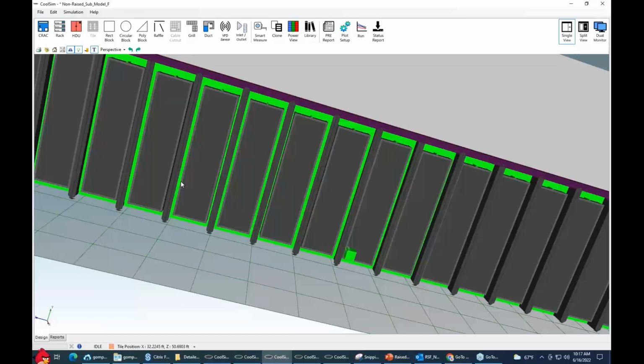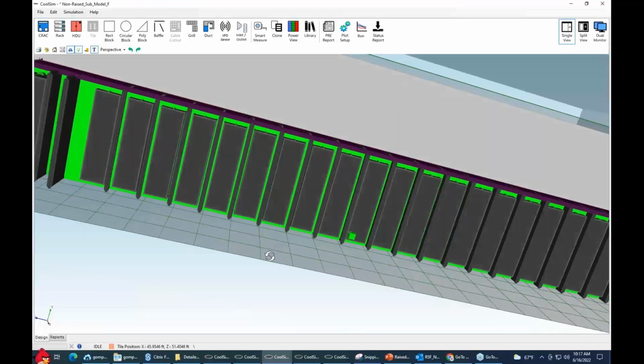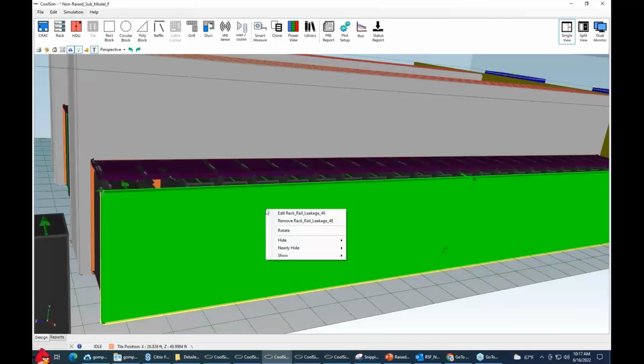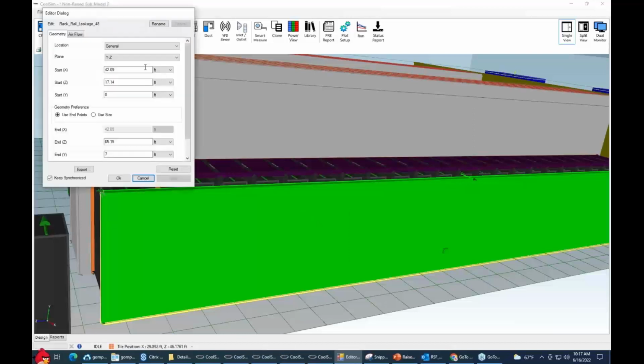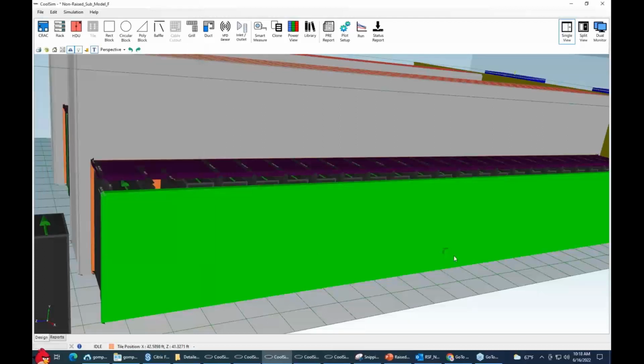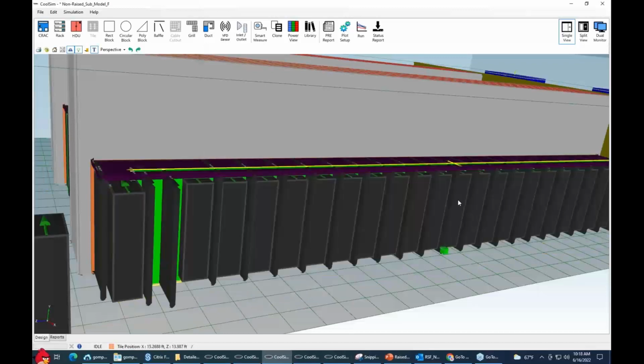That's normal anyway. And what's represented in green here are the rack rails. This is where data centers leak. They leak in the rails. This is a rack rail. I have rack rail leakage. I can set that parameter. That parameter for this design is 10%. I'm assuming 10% leakage, which I think is probably gracious. They probably leak worse than that, but that's how I have it set at the moment.